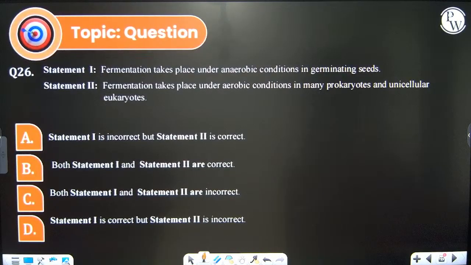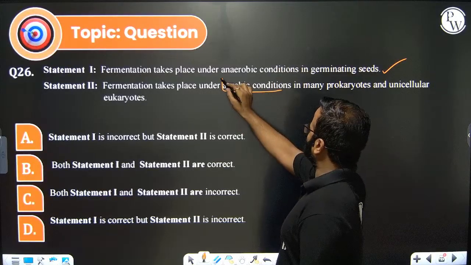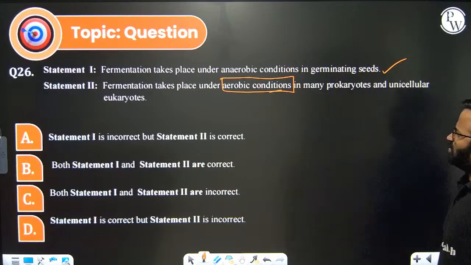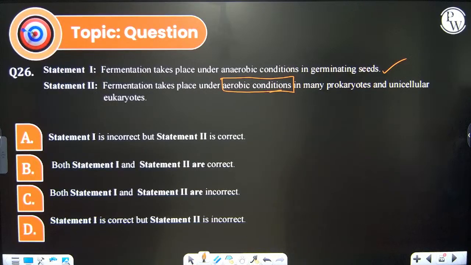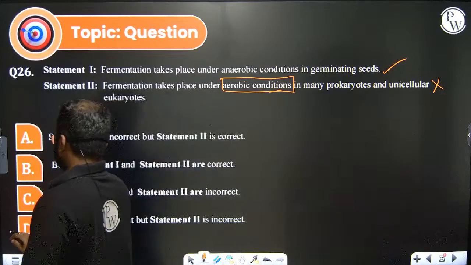Next, fermentation takes place under anaerobic conditions in germinating seeds, which is true. Fermentation takes place under aerobic conditions in many prokaryotes and unicellular organisms. If it is aerobic conditions, why would it undergo fermentation? It goes for normal aerobic respiration. So I would go with statement 2 as incorrect, statement 1 as correct. So the answer will be D.